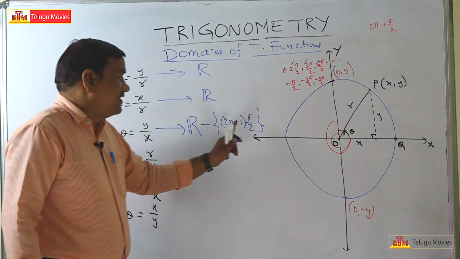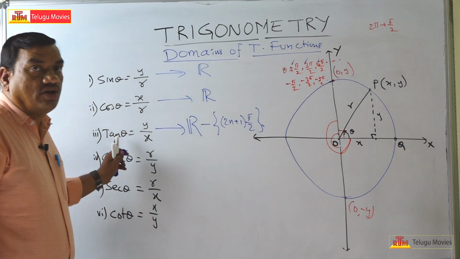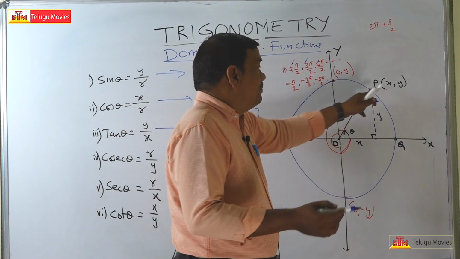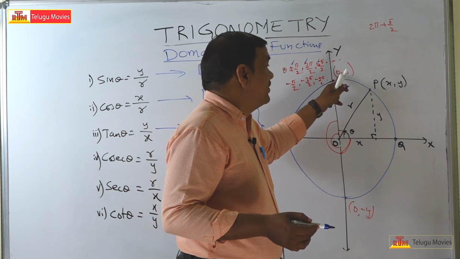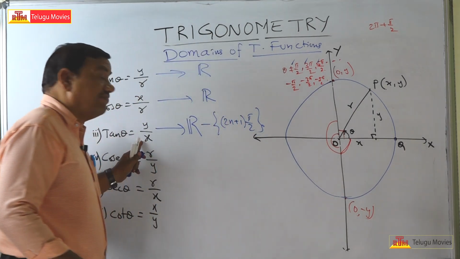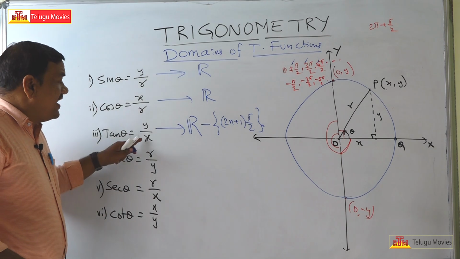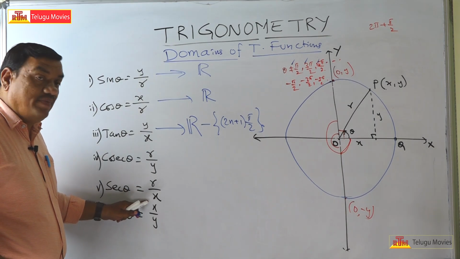That means, if it is pi by 2, it is not defined. If it is 3 pi by 2, it is not defined. Why? If it is pi by 2, the point P(x, y) lies on the positive y axis. Therefore, here x will become 0, but in the definition x is in the denominator. That's why. The same thing: x is in the denominator. See here, for secant also x is in the denominator.